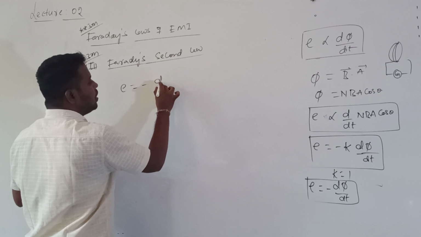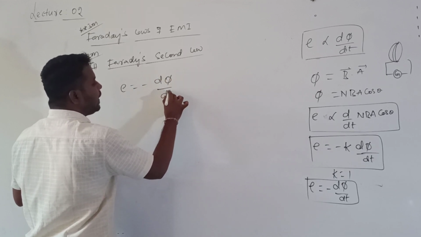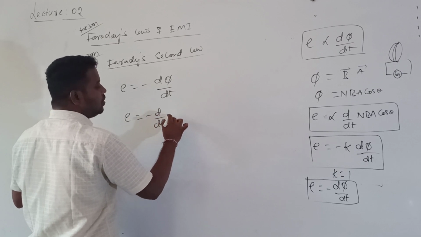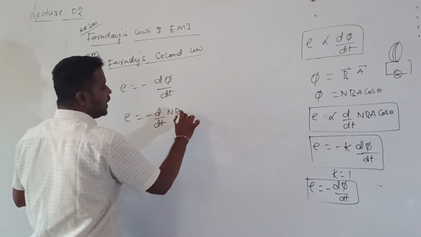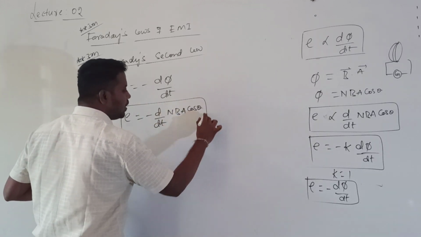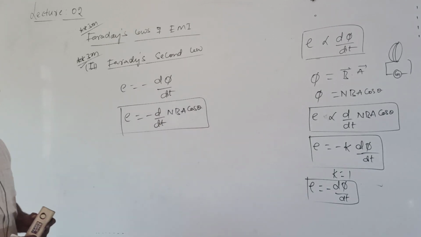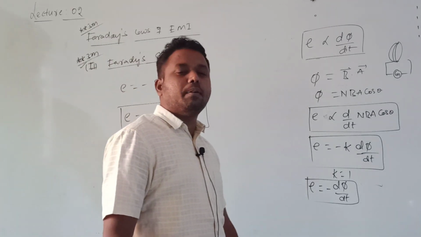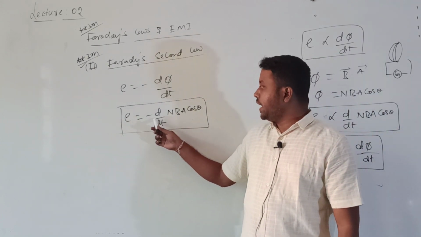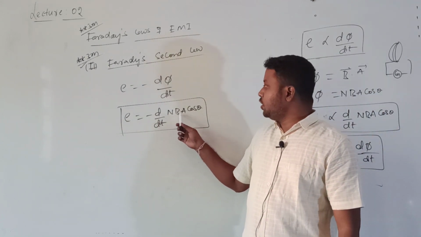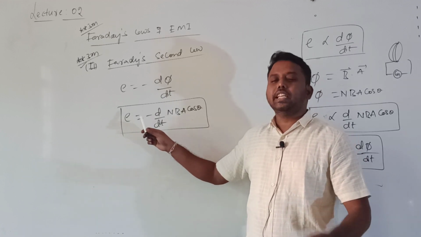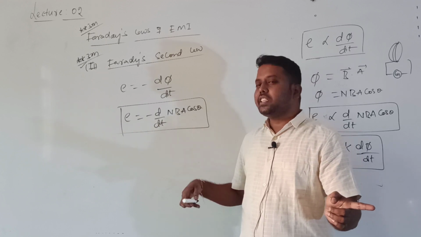E is equal to minus d phi by dt, which is equal to minus d by dt of the magnetic flux value, N into B into A into cos theta. This is the expression for induced EMF. So how much induced EMF will develop in a coil? That is given by the formula minus d by dt of N into B into A into cos theta. EMF will be induced by changing the flux, but flux can be changed.